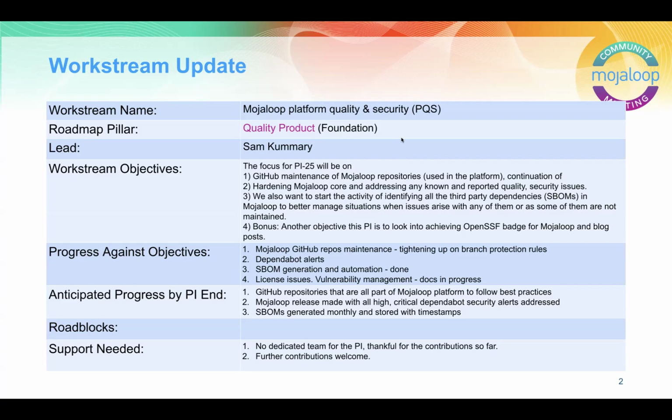Apart from that, one of the things we wanted to do was generate software bill of materials for Mojaloop repositories individually, and also have an aggregated view at the Mojaloop level as well. As in, if there is a particular dependency or library that we identify.